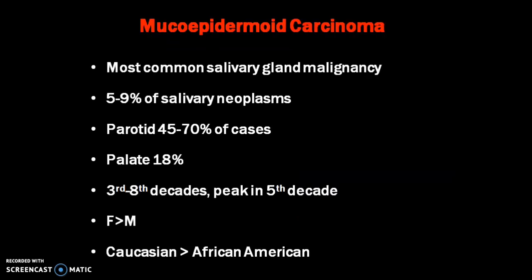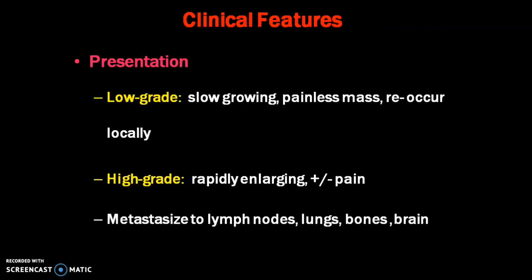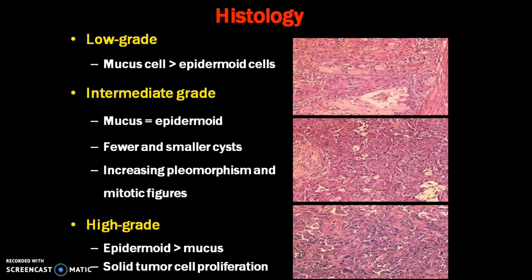Next is mucoepidermoid carcinoma. This is also the most common salivary gland malignancy, and the parotid is involved in 45 to 70% of cases. Females are more involved than males, and the presentation depends on whether it is low grade or high grade. Low grade is a slow growing painless mass that recurs locally, but high grade is rapidly enlarging, can be associated with pain, and can metastasize to lymph nodes, lungs, bones, and brain.